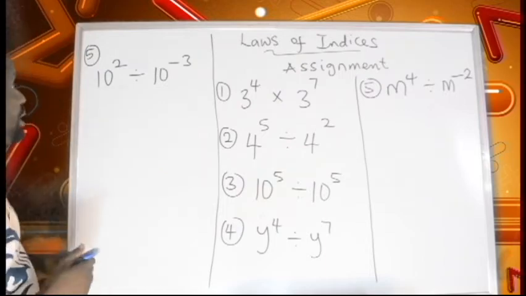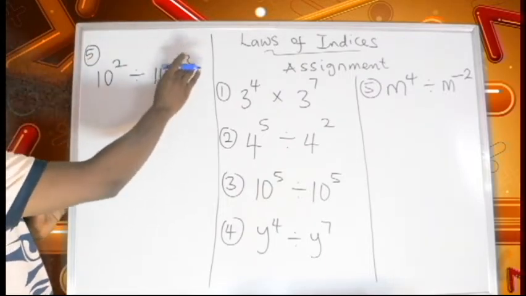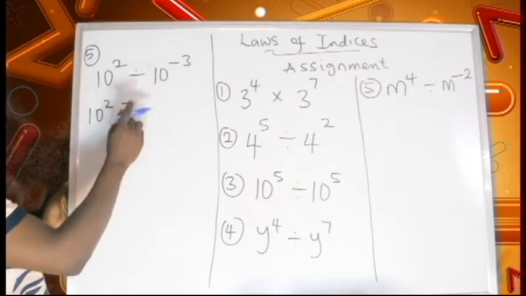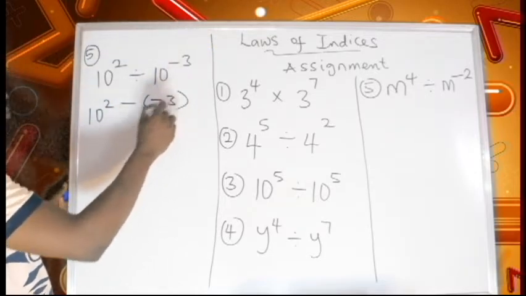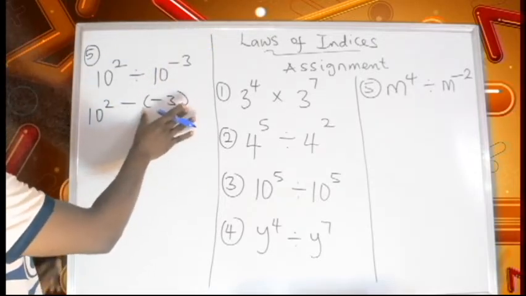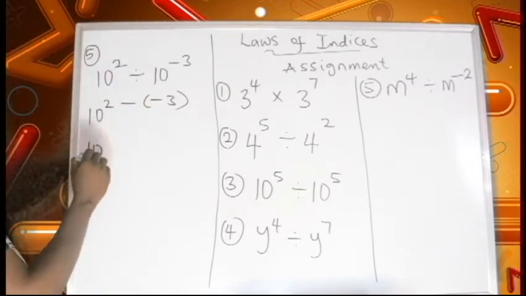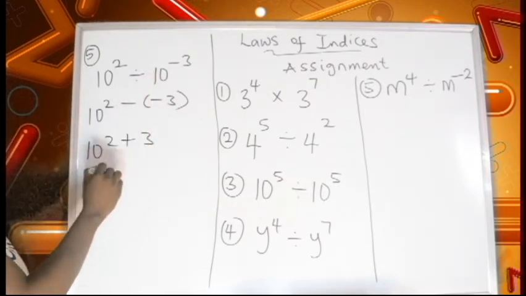So let's look at this work. 10 raised to power 2 divided by 10 raised to power minus 3. This is 10 raised to power 2. Divide is minus, then minus 3. I bracket the minus 3 because of the minus outside. So this is 10 raised to power 2 minus minus 3, that's minus plus. Then this is 10 raised to power 5.